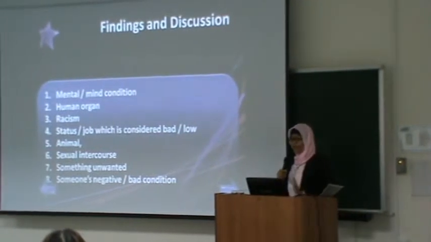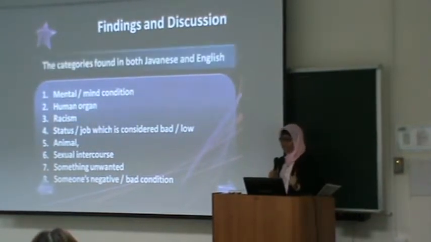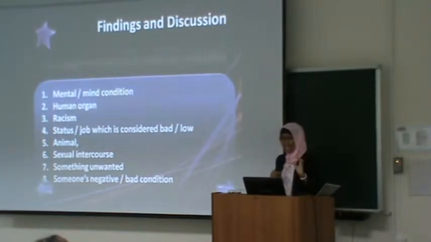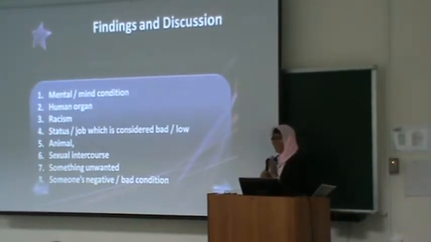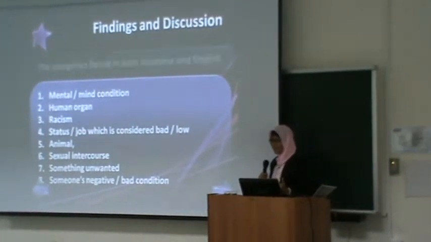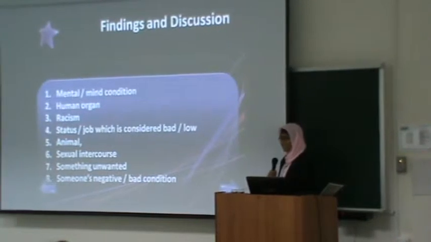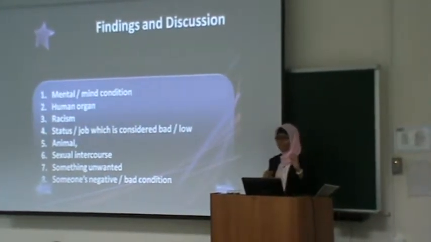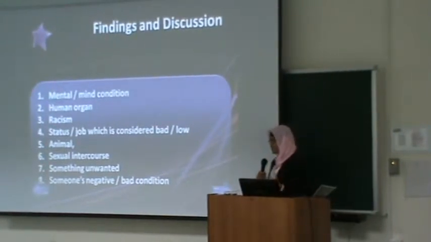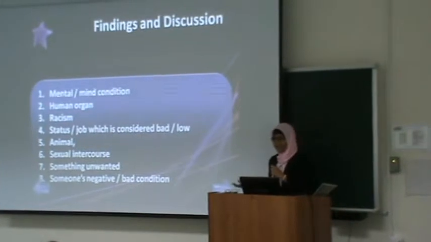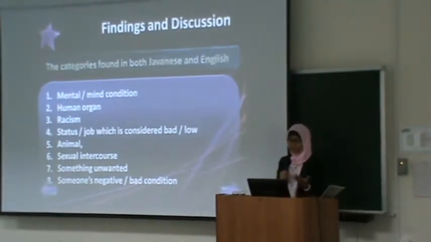Well, mental or mind condition. This is found in both languages because English and Japanese have certain mental conditions which are considered bad, such as, sorry to say, idiot, stupid, mentally retarded and stuff like that. So that can be the source of swearing lexicon because they are bad. That's why it becomes the source of swearing lexicons.